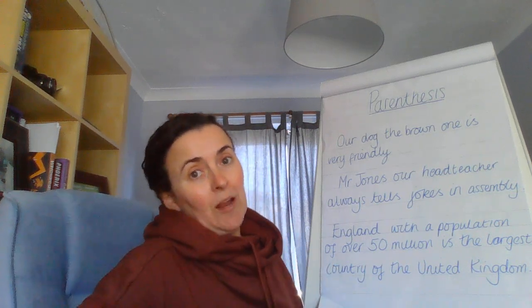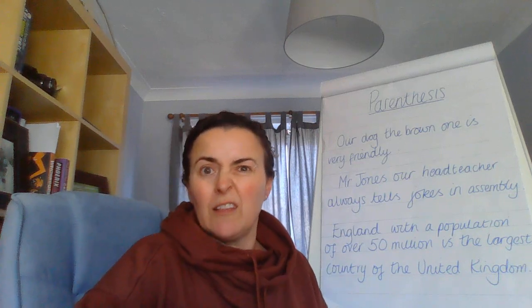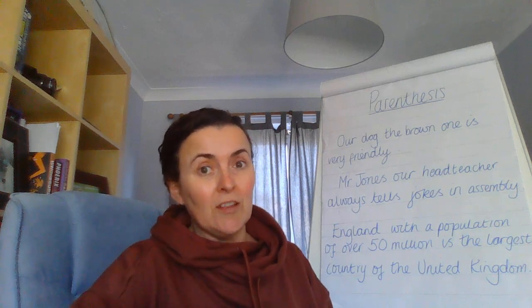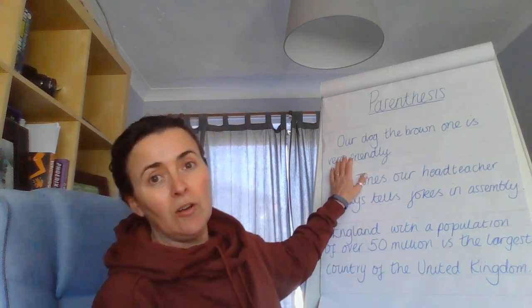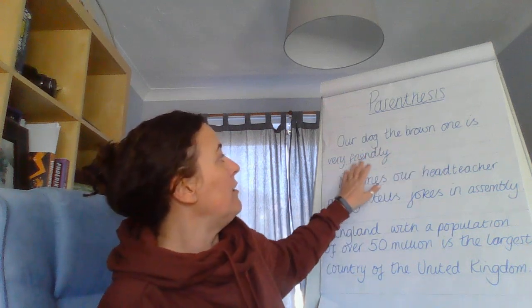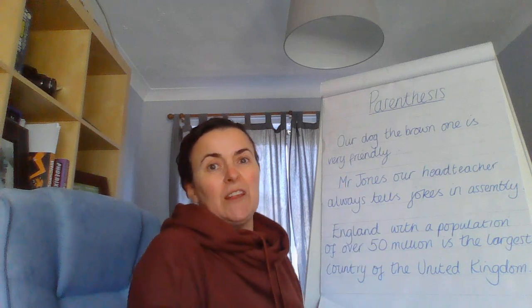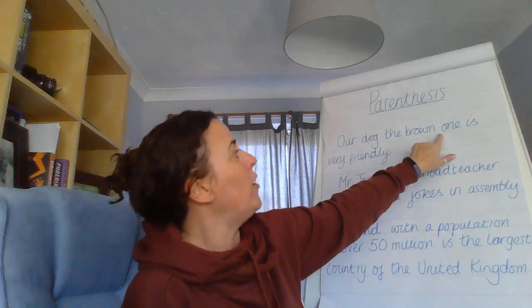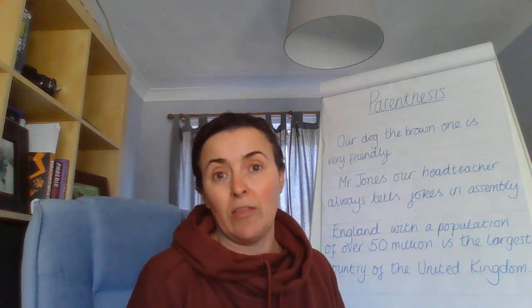First thing we need to do, I've written up three sentences for you. First thing we need to do is decide which part is the parenthesis. So the sentence, if you take away the parenthesis, will still make sense. Let's have a look. So we've got, our dog, the brown one, is very friendly. Pretty much straight away you can see that the extra piece of information is the brown one. Our dog, the brown one, is very friendly. So we can mark that with parenthesis.